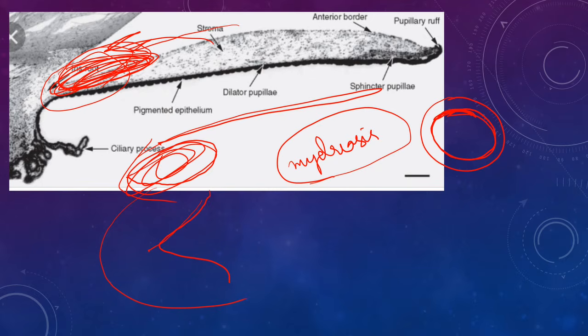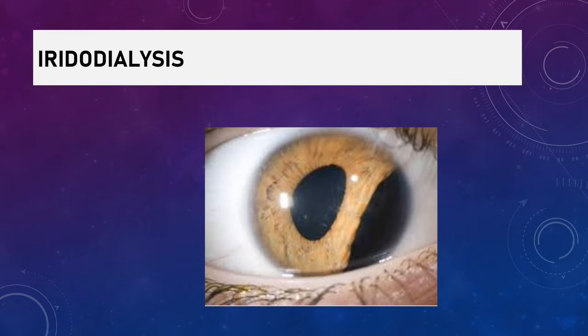So because of that anatomical difference between Asians and Caucasians, Asians are at more risk to develop angle closure glaucoma. Okay, so because of the configuration of the iris, because of the thicker iris root, and because of the more crowding at the iris root.